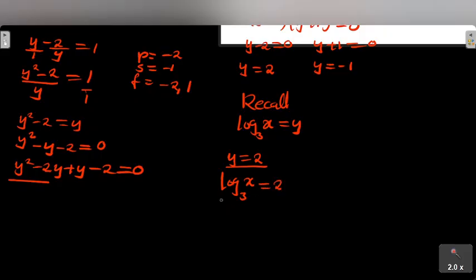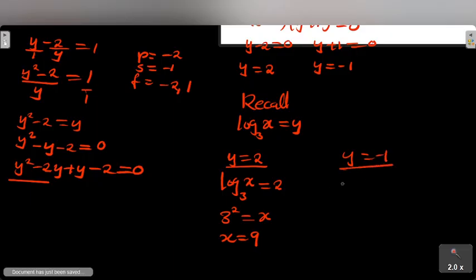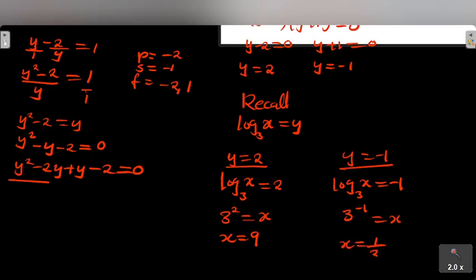Now we'll change this to an exponential. So we have 3 to the power 2 equal to x, and you can see that the value of x will be 9. Then for y equals negative 1, we'll do the same. We have log of x base 3 equal to negative 1, so we change this to an exponential: 3 to the power negative 1 equal to x. Then you can see that x will be equal to 1 over 3. So those are the two values of x.